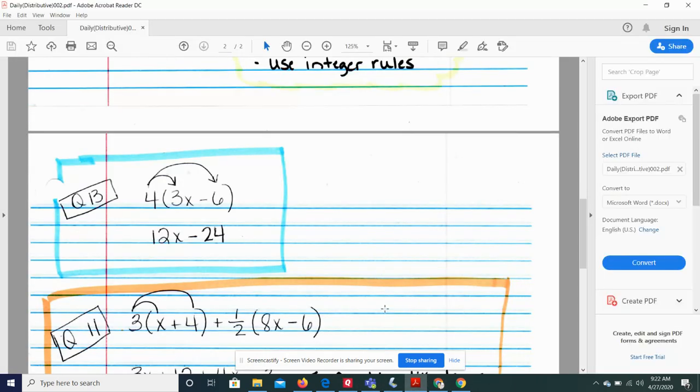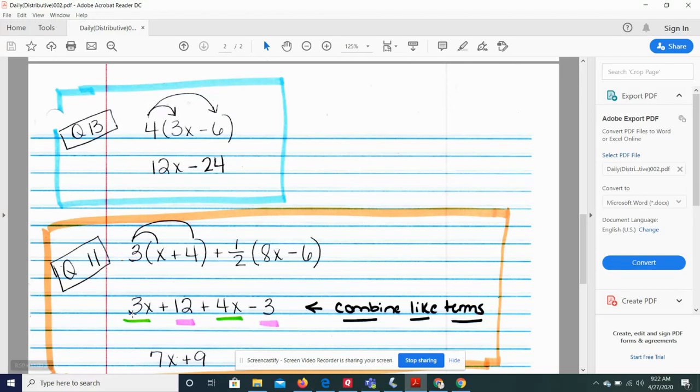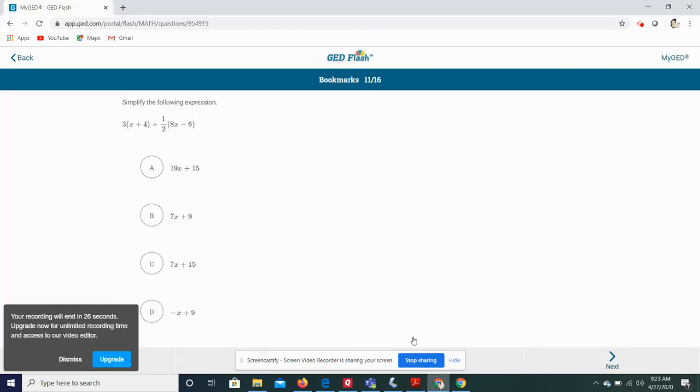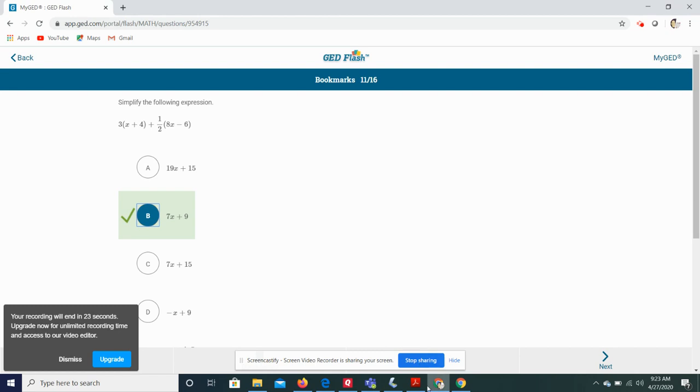So let's come back over. 3 times x is 3x. 3 times 4 is 12. Half of 8, so if you're multiplying half times, just because there's a fraction, half times 8, half of 8 is 4, so 4x. 1/2 times negative 6, positive times negative is negative, so negative 3. Combine like terms, 3x and 4x is 7x, plus 12 minus 3 is 9. So 7x plus 9. And we got that correct, so I hope y'all got those correct.